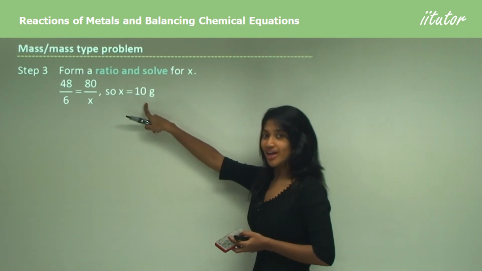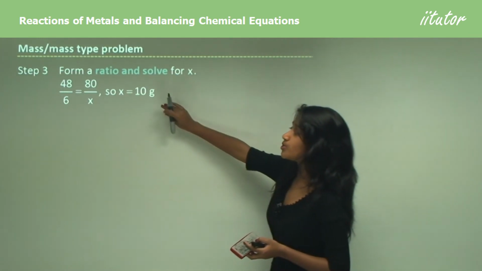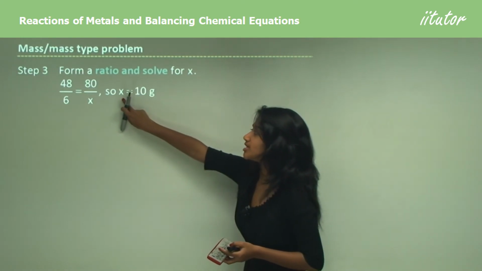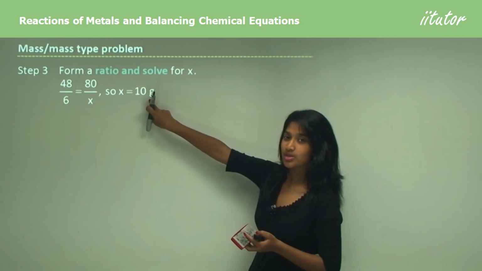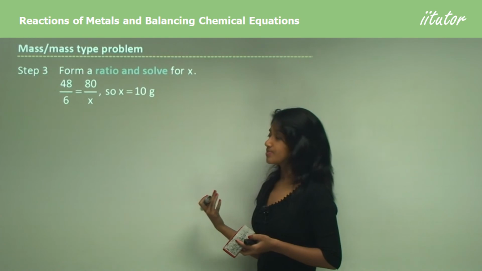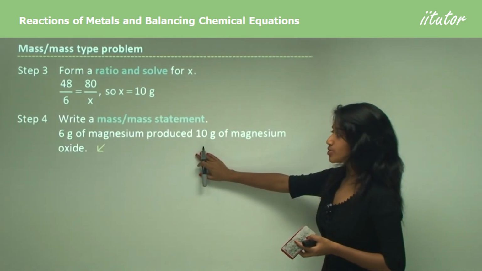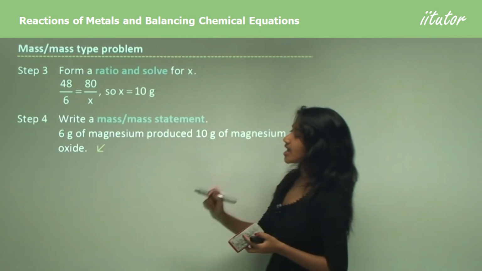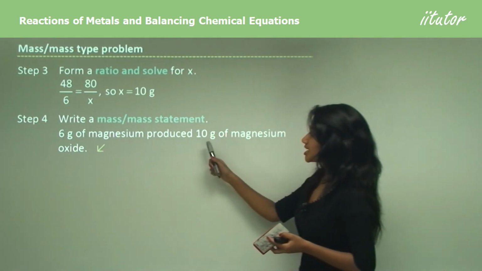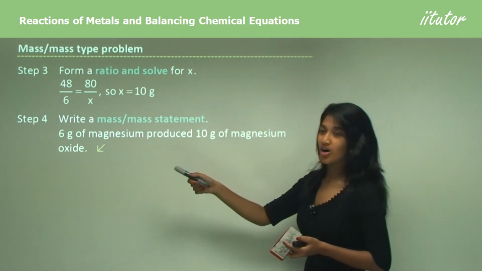And this is a simple calculation. Now you would never leave your answer at this stage because this is not correct. It's only saying that X is 10 grams. But what is X? We haven't given a value for X yet or a name. So for your last step, you would write a statement. And in this statement, you would say 6 grams of magnesium produce 10 grams of magnesium oxide.